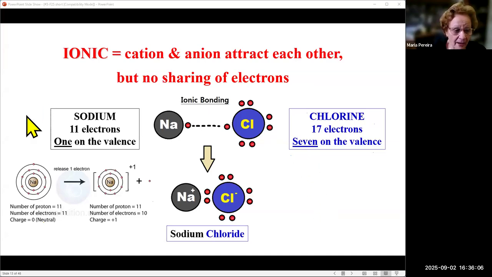Okay, so here you have an atom that becomes an ion because it loses one electron, therefore becomes positively charged. And the chlorine gains an electron, becomes negatively charged, and now they form sodium chloride.